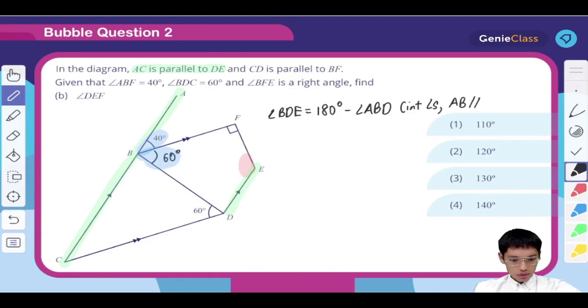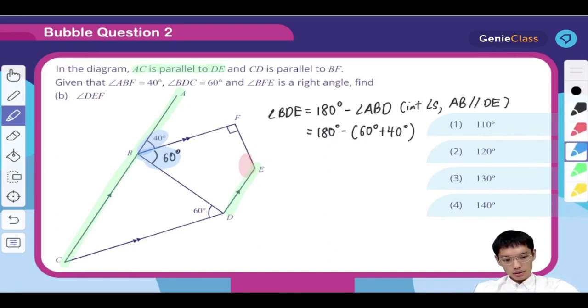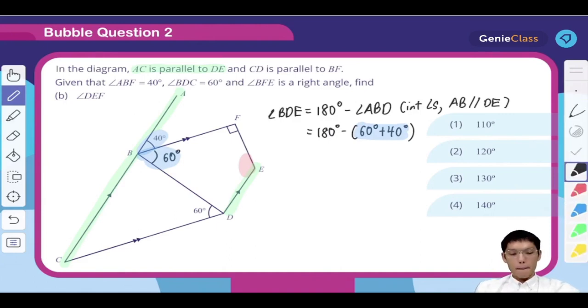AB parallel to DE. That's the first one. This is equals to 180 degrees minus 60 plus 40, as highlighted by the blue color line here. Okay, this is equals to 180 minus 100. This is 80 degrees.